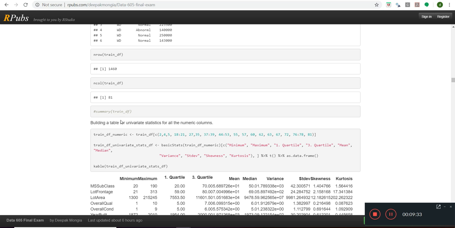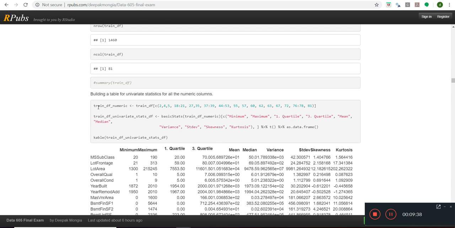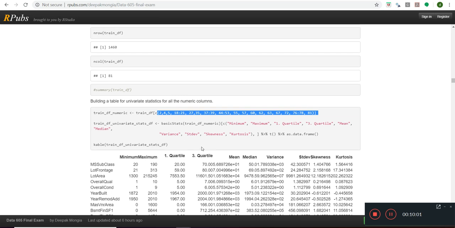So we are taking only the numeric variables from our main data frame and creating another data frame which is called train df numeric. And then we are using the fbasics package, which will help us create the basic univariate statistics of each of the numeric variables which we have chosen.